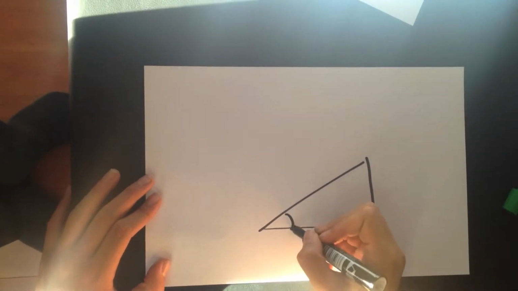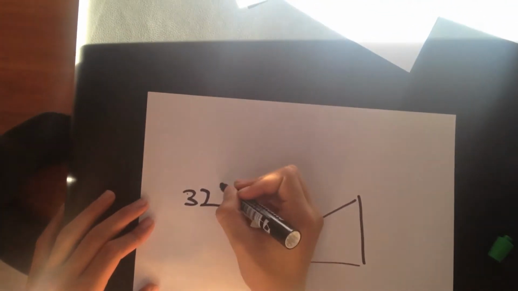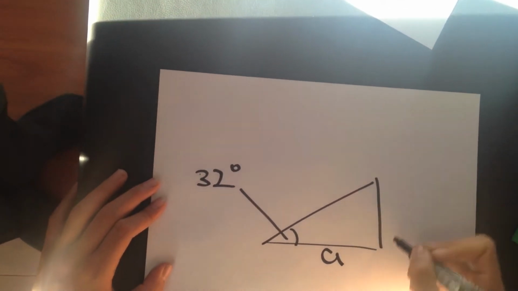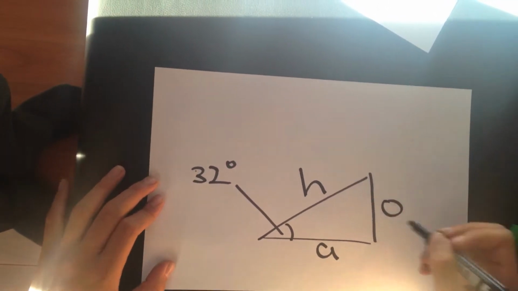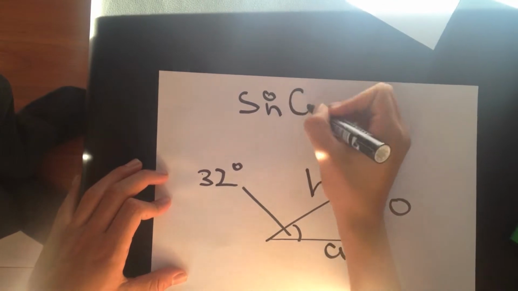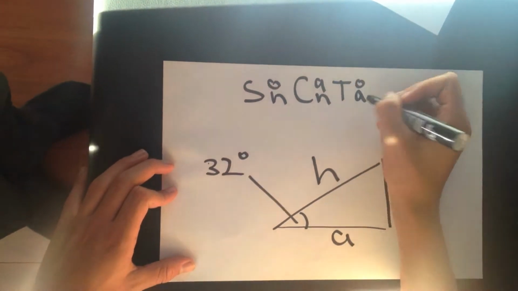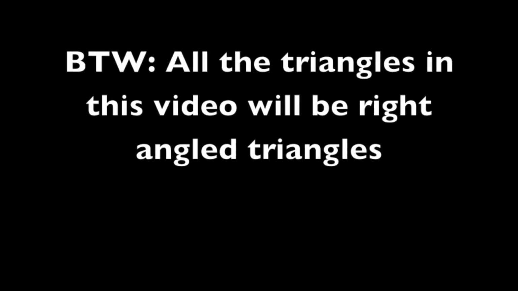The first thing you need to understand about trigonometry is that there are three sides to every triangle: an adjacent, an opposite, and a hypotenuse side. There are three bases to trigonometry: SOH, CAH, TOA. By the way, all the triangles in this video will be right-angled triangles.